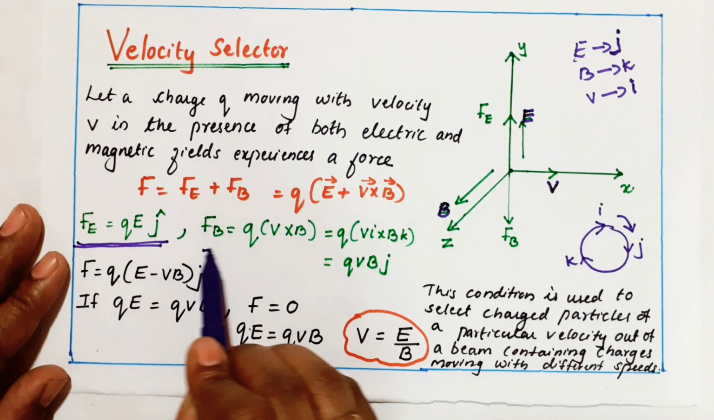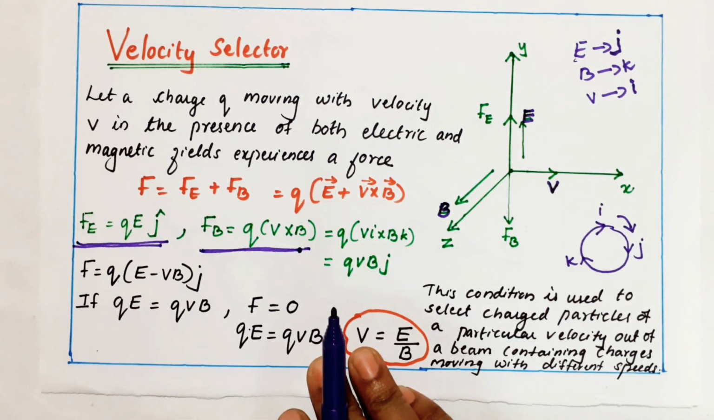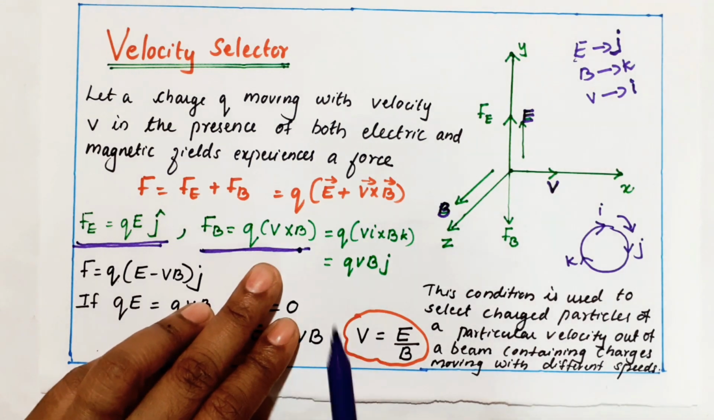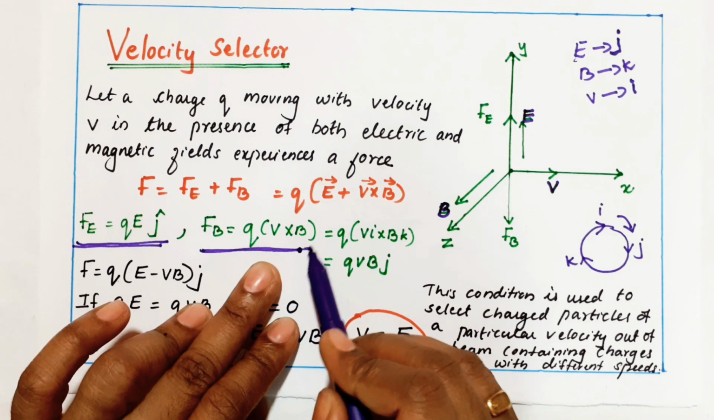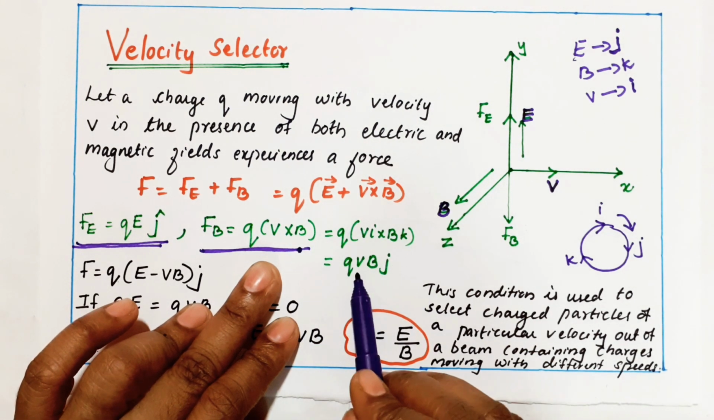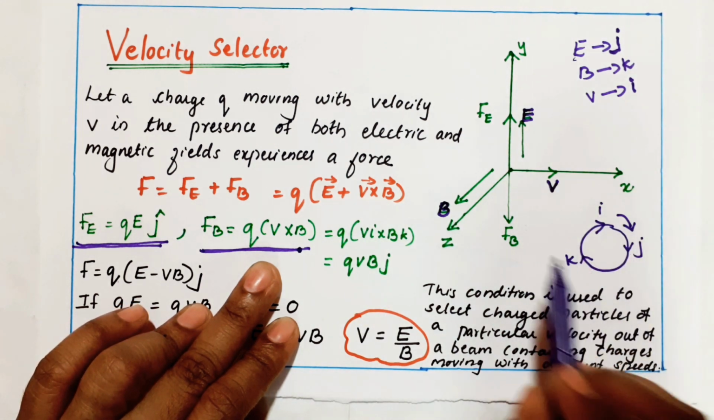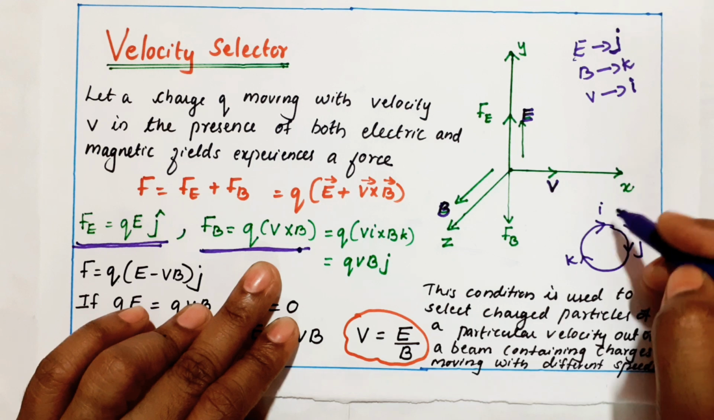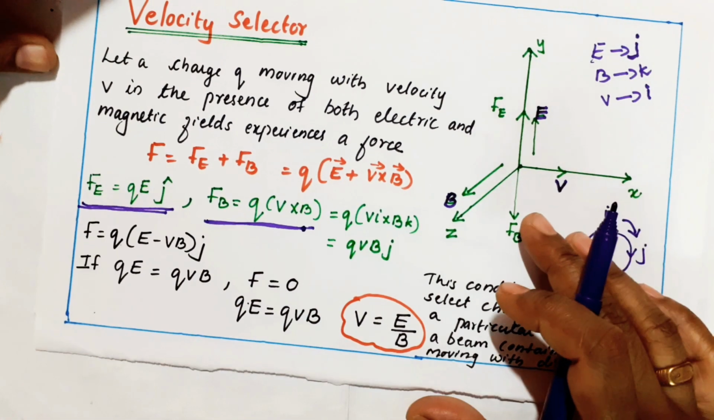But F magnetic, we know that it is q into v cross B. This only I told. You can use vector multiplication. That is very simple. q into velocity, which is along i, so v i cross B, which is along k, B k. qvB is constant. What is i cross j? See, i cross, see, we can write here. In this case, wait.